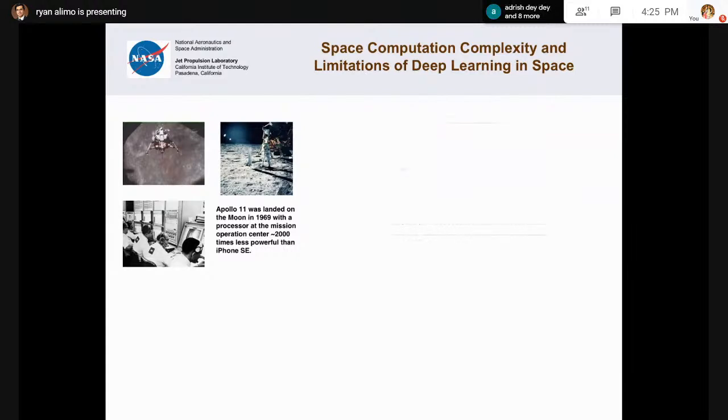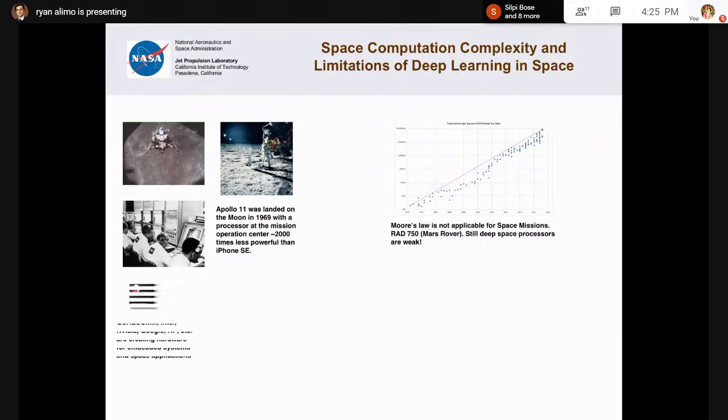And when we look at space, even right now, Moore's law is not valid for space missions. The RAD750 is one of the state of the art things being used. It is radiation-hardened, so it is very strong when you have radiation and can still do the computation, and you have strong radiation in deep space. So this is being used in spacecraft and Mars rovers.